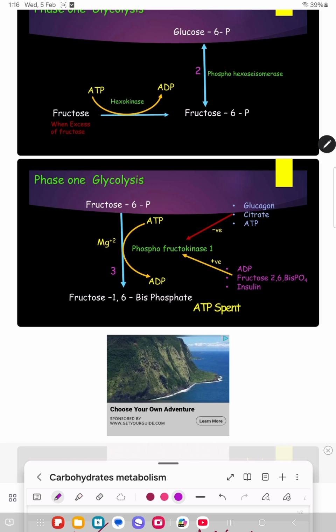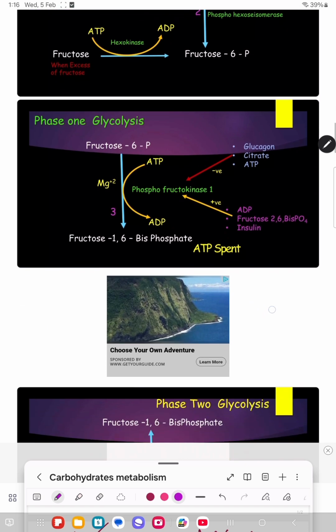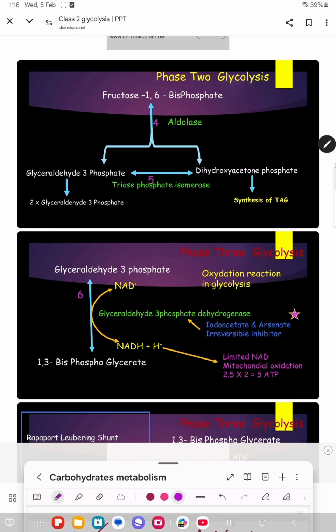The negative regulators are glucagon, citrate, and ATP. Please remember, these are very important: these are the negative regulators, and the positive regulators are ADP, fructose 2,6-bisphosphate, and insulin. So the next step is phase 2.